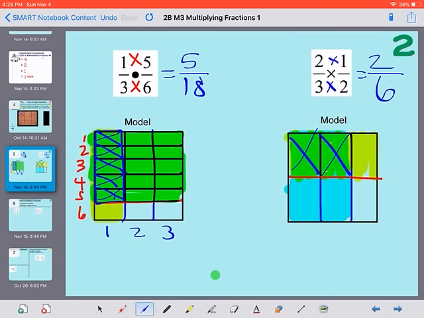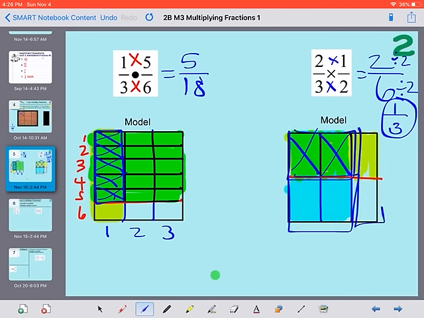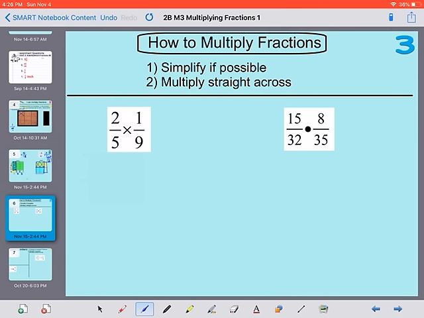If we multiplied straight across, 2 times 1 is 2, and 3 times 2 is 6. However, we can simplify this by dividing by 2, which would give us a simplified fraction of 1/3 of this area. This would be considered a third, and then here's the other third. They're all the same size. So how to multiply fractions? We can simplify if possible first, and then multiply straight across.